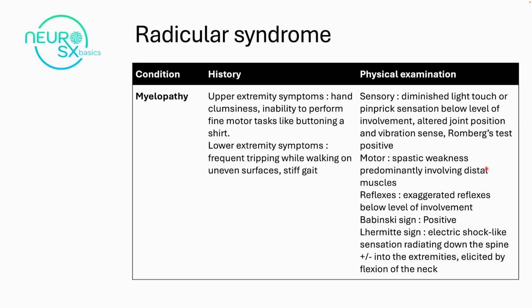On examination, you have a combination of both lower motor neuron and upper motor neuron involvement, depending on the level of the myelopathy. So in sensory examination, you get diminished light touch or pinprick sensation below the level of involvement, altered joint position and vibration sense, and Romberg's test will be positive. There will be spastic weakness, predominantly involving the distal muscles, exaggerated reflexes below the level of involvement. Babinski sign will be positive, and sometimes you might even get a Lhermitte sign, with an electric shock-like sensation which radiates down the spine and even into the extremity sometimes whenever you flex the neck.